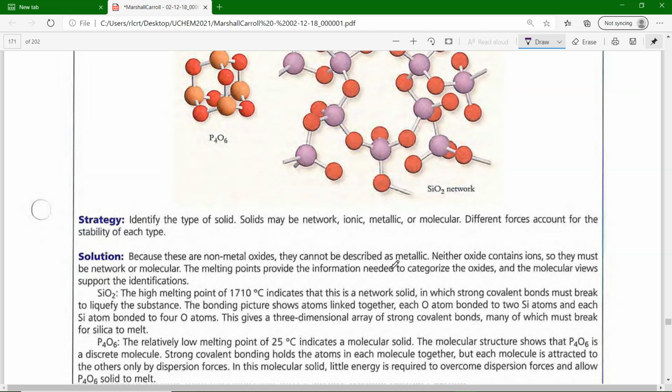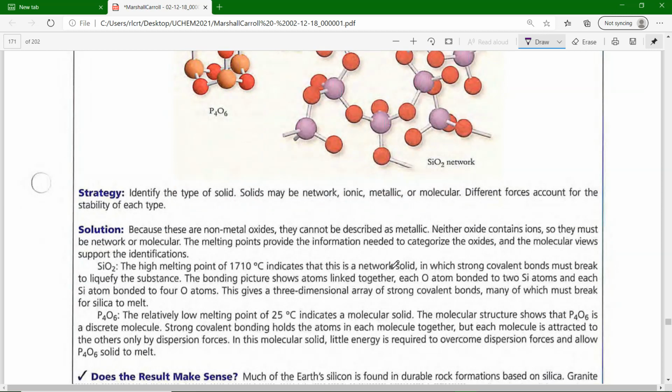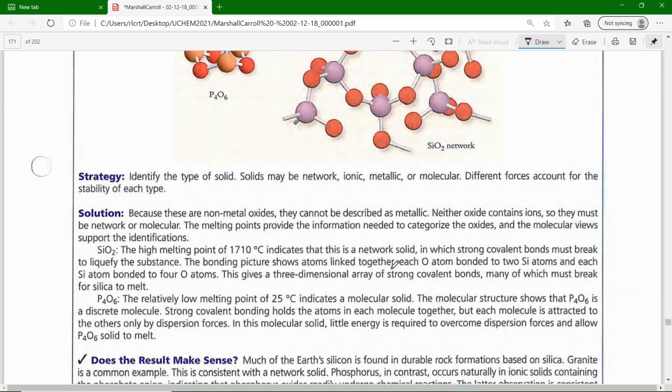P4O6, the melting point is just 25 degrees Celsius. It's a discrete molecule, okay, so it's not this repeating network. Sure, you have strong covalent bonds within the molecule, but each molecule is attracted to others by dispersion forces only. I would say there may be a little bit of dipole-dipole interaction, but the symmetry may make that very small. In any case, it's not much, so it's easier for the P4O6 to melt.